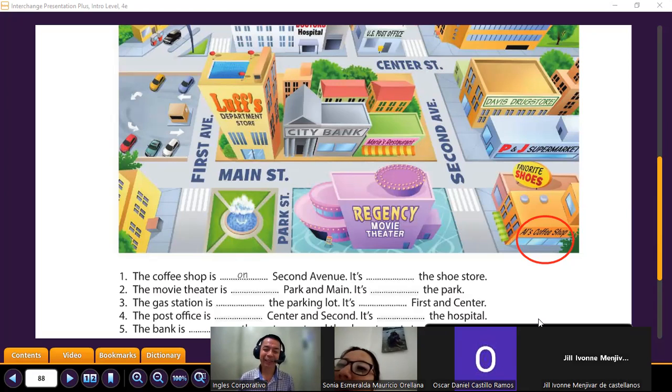Ya le dije que funciona. Mira, Andrés no le falla, ¿eh? Se lleva súper bien con los vecinos.